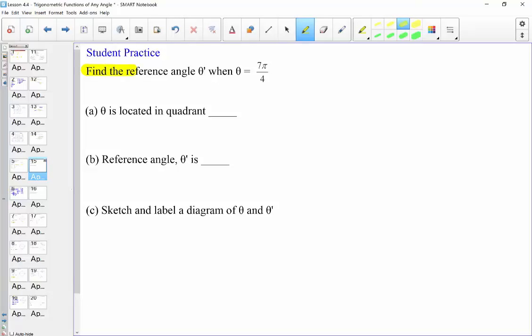In this problem, we're to find the reference angle theta prime when theta equals 7 pi over 4. It might help to skip straight to option C, sketch and label a diagram of theta and theta prime in order to help answer questions A and B. So let's sketch a little diagram here. Now 7 pi over 4 is going to lie in quadrant 4, approximately here. So angle theta is going to go in a counterclockwise direction, and it will end here. That's angle theta. So theta prime, our reference angle then, is going to be in the 4th quadrant, and it's going to be here on the diagram.